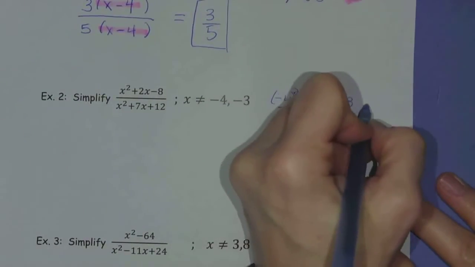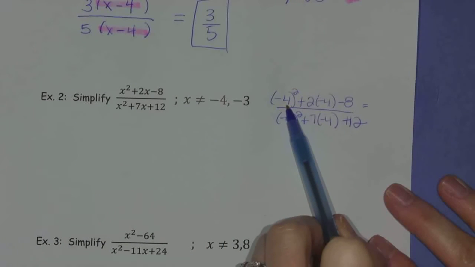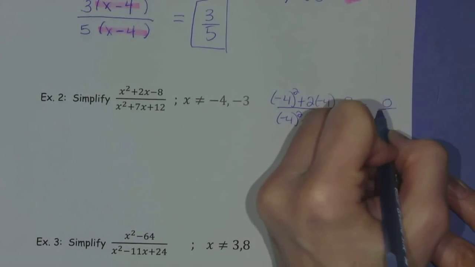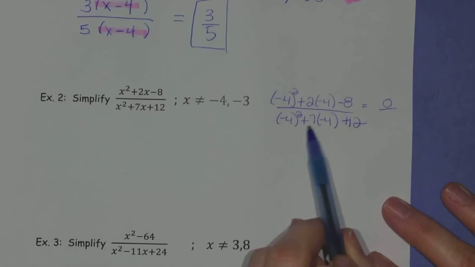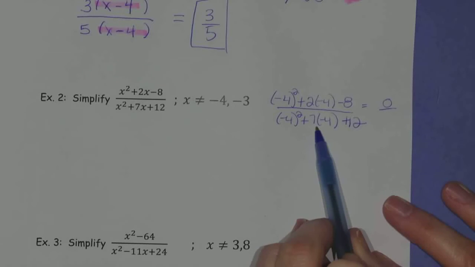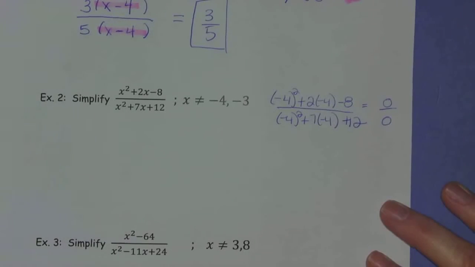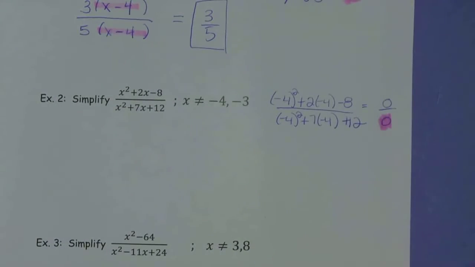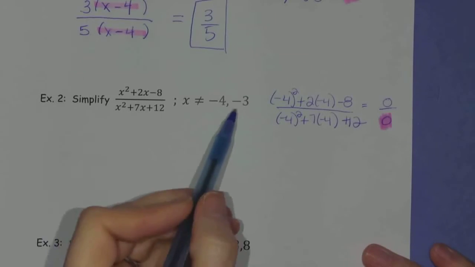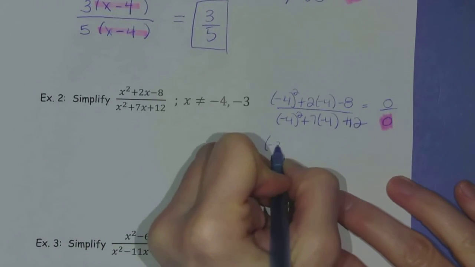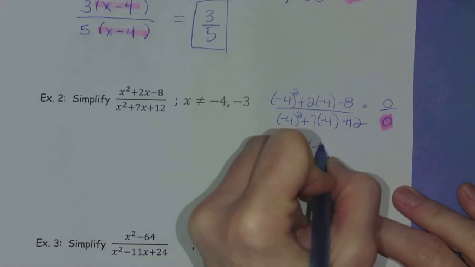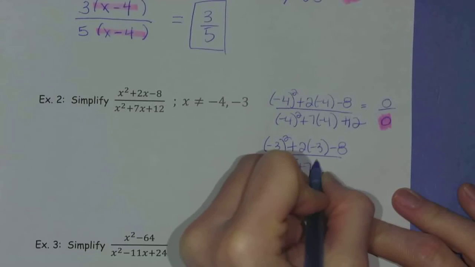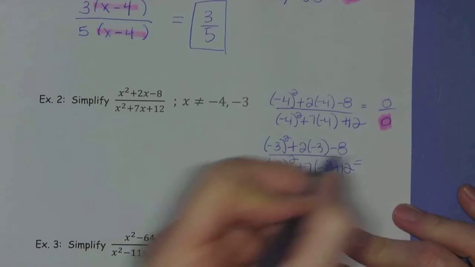So if I do this math here, this is going to give me 16 minus 8 minus 8, which is 0, and 16 minus 28, which is -12 plus 12, and that's 0. So there it is. This is the reason x cannot be -4. Now what about -3? Well, I would do it all over again. -3 squared plus 2 times -3 minus 8 over -3 squared plus 7 times -3 plus 12.